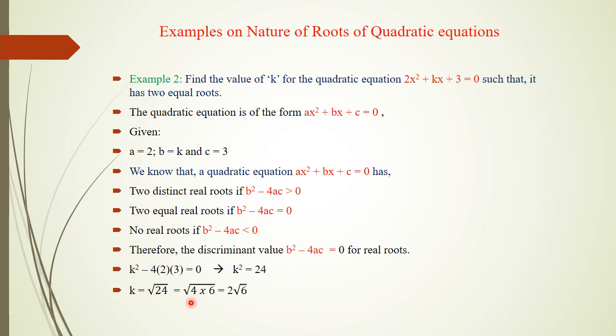I can also represent this 24 as 4 into 6. Or I can write the square root of 4 and take it out as 2, that is nothing but 2 root 6. It means if the k value is equal to 2 root 6, only then this quadratic equation will have two equal and real roots. For any other value of k, this quadratic equation will not have two equal real roots.